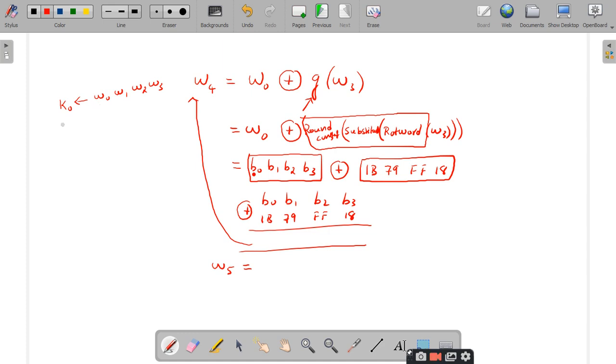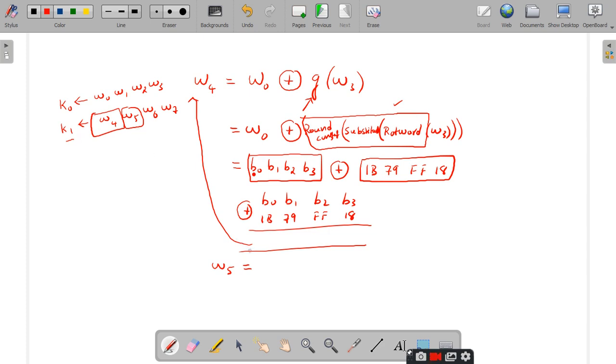K0 is the key for the preliminary round and K1 is represented with W4, W5, W6 and W7. So we have generated one word from K1 by using this particular functionality: W0 exclusive OR round constant of substitute of rot word of W3. And W5 you have to generate. That means the second word of the key K1, right?